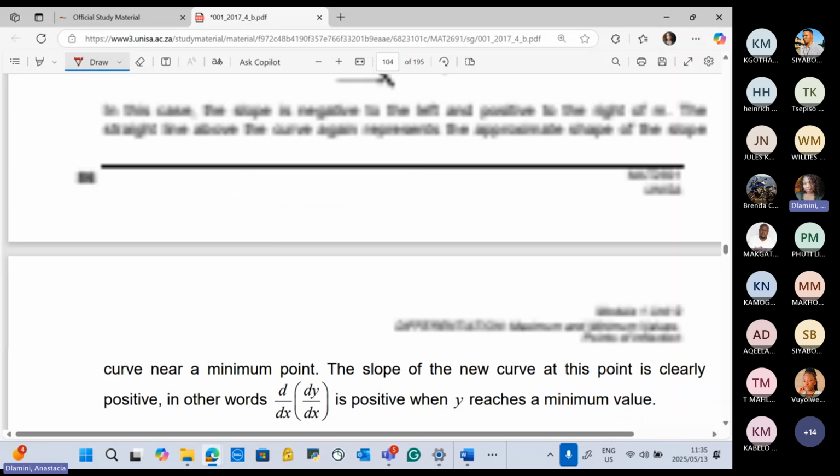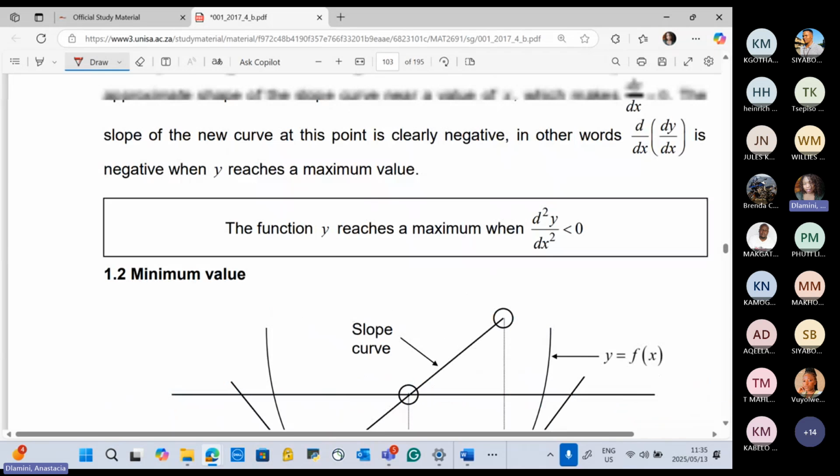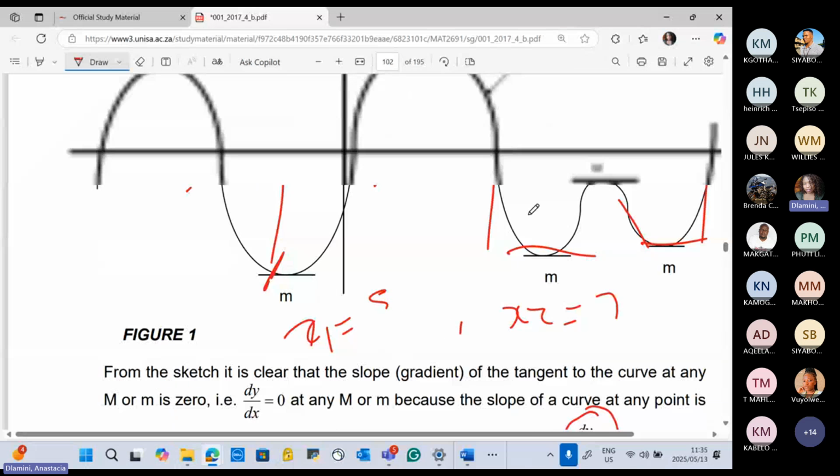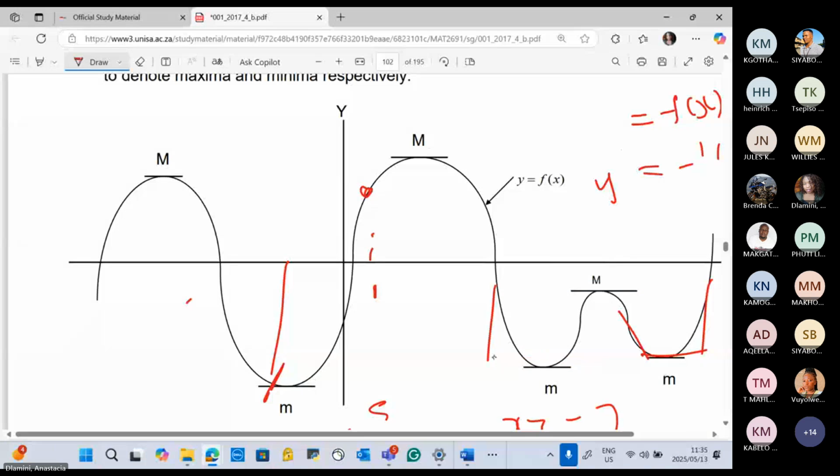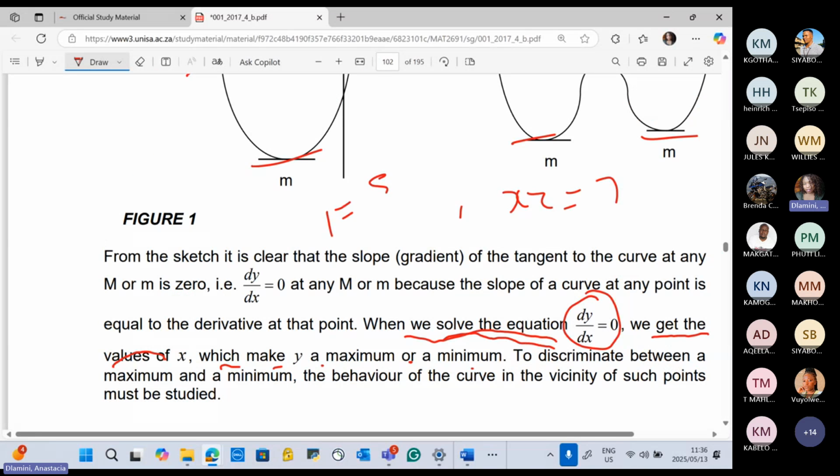Just like when we had maximum and minimum, look at this. All the gradients at M and the small m, do you see all of them? The first derivative is equal to 0. Yes, ma'am. That's why we use the first derivative equated to 0 to find the points at which the maximums or minimums appear.